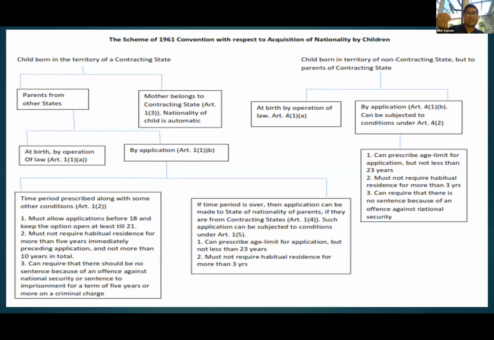So they're pretty strict requirements. So to avoid all of those circumstances, what the 1961 convention says is that if you are a state party and the child is born on your territory, and the father happens to be a national of another country, it should not matter. If the mother belongs to the contracting state, nationality of the child should be automatic.